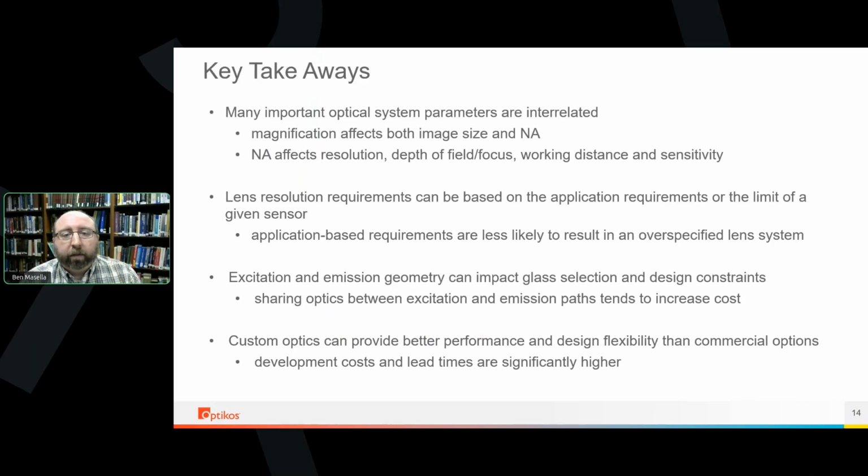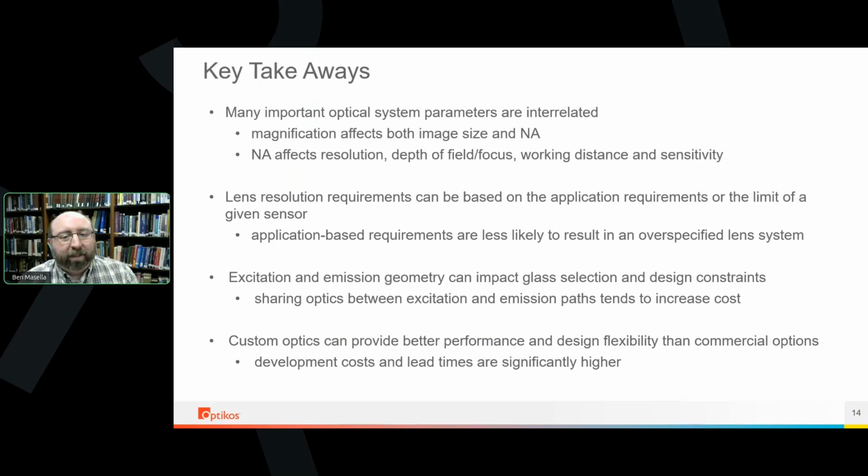Lens resolution requirements can be based on the application requirements or the limit of the sensor that you're given. The application-based requirements tend to lead to a less overspecified system, and typically one that is as uncomplicated as it can be, I'll put it that way.